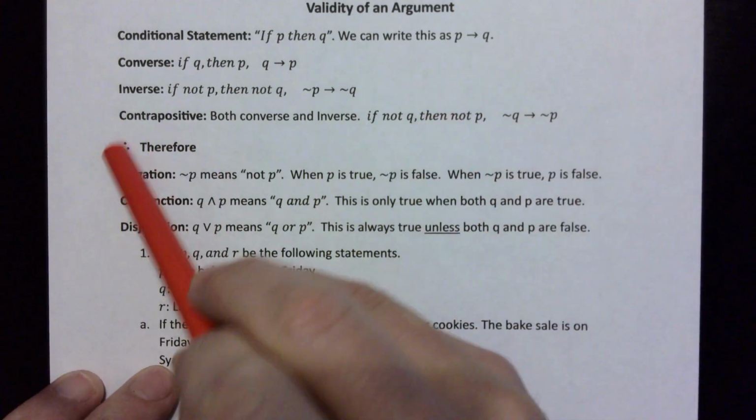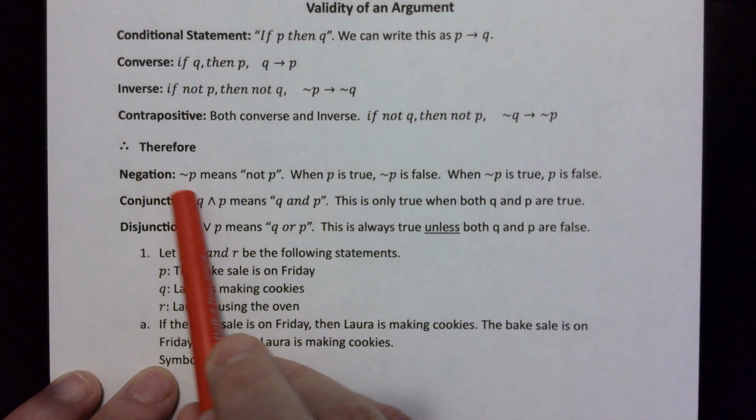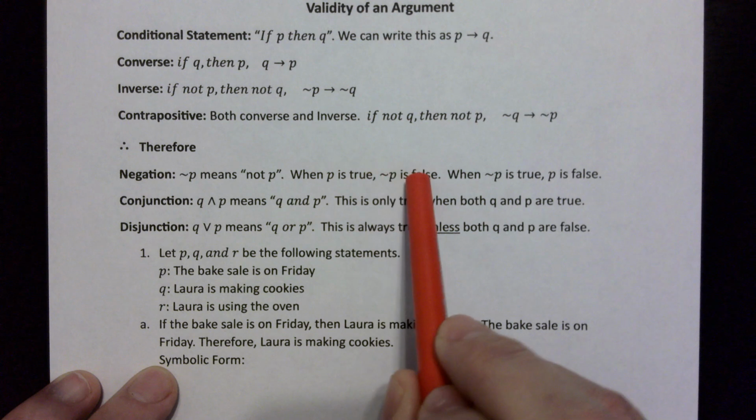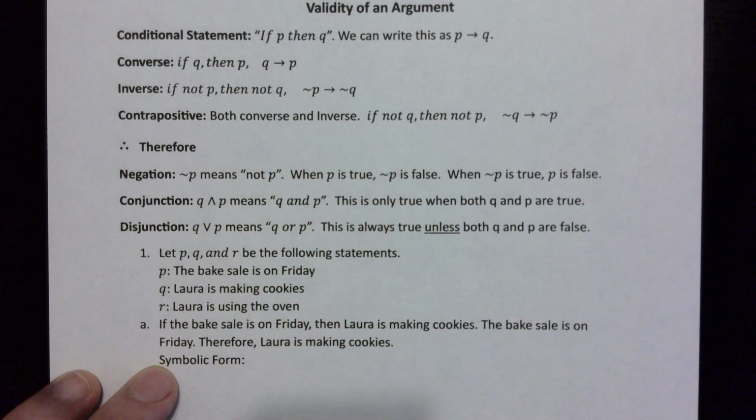These little three dots stand for therefore. Negation, of course, means not P. That's a little tilde in front. Only one can be true at the same time. You can't have both of these true.